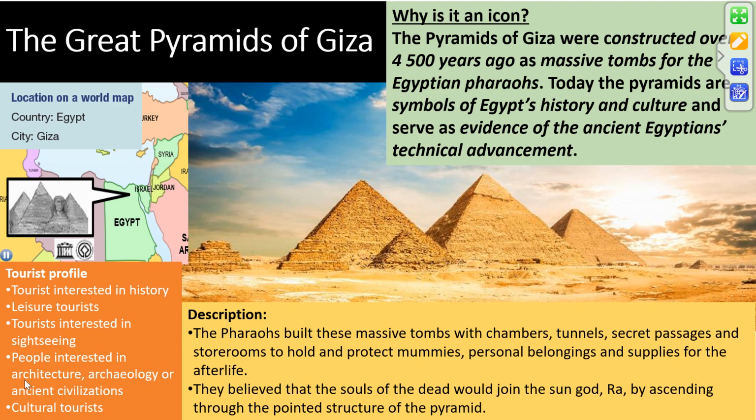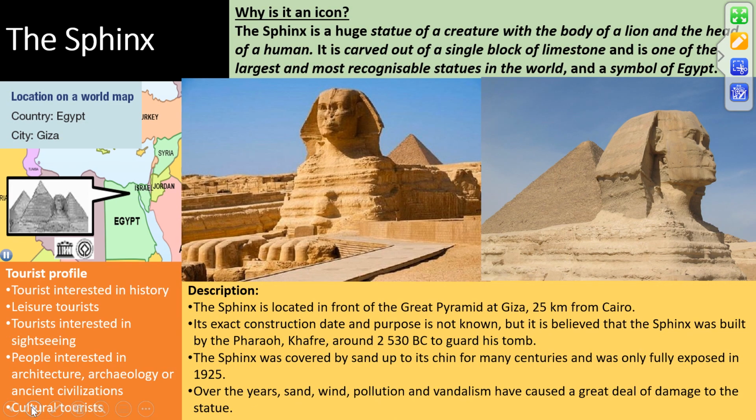The next icon that we will be studying today is located in close proximity to the Great Pyramids of Giza and is known as the Sphinx. You look at the left-hand side of your screen, you will see there that the map is given and it shows where the city of Giza is. And in the same vein, if you look at the two images in front of you on the screen, you will recognize the pyramids, the Great Pyramid itself, that is located behind the statue of the Sphinx.